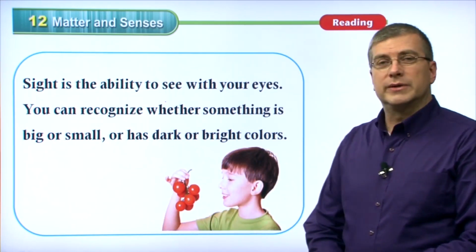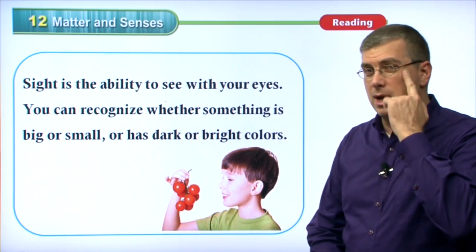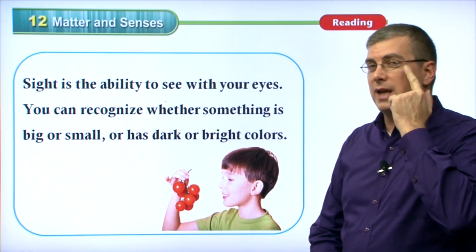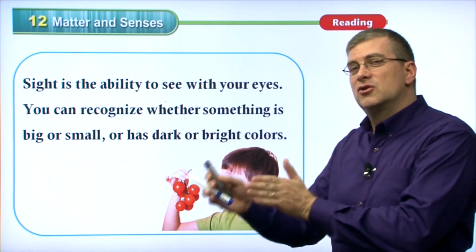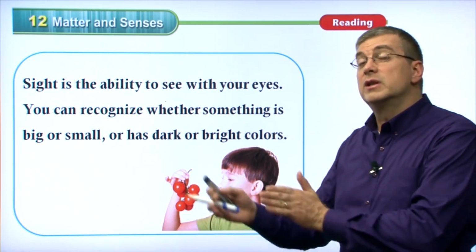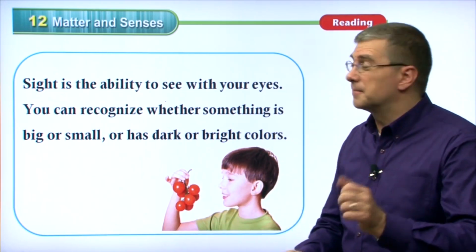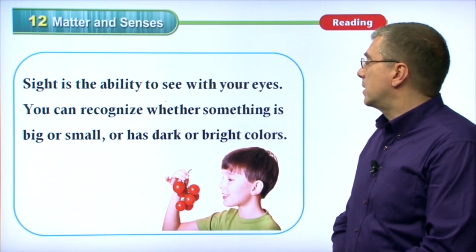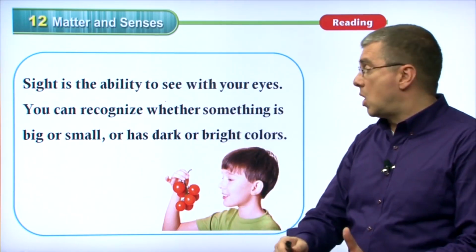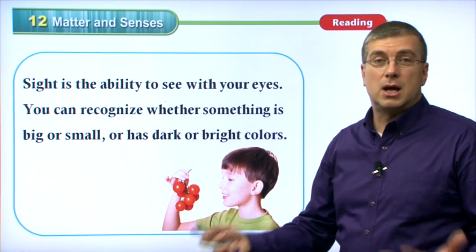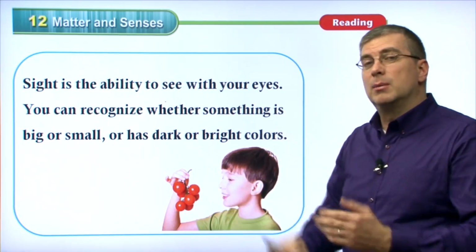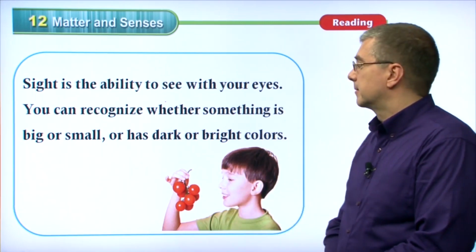Sight, of course, is the ability to see with your eyes. Hearing is for ears, sight is for eyes. Notice the same construction, the same pattern used in all of these sentences. That's good writing. You can recognize whether something is big or small, or has dark or bright colors. We use our sight to be able to figure those things out.